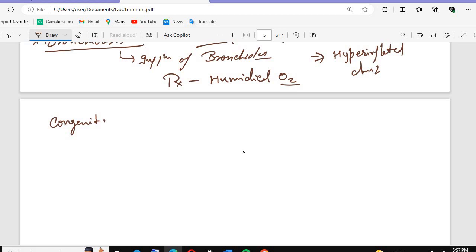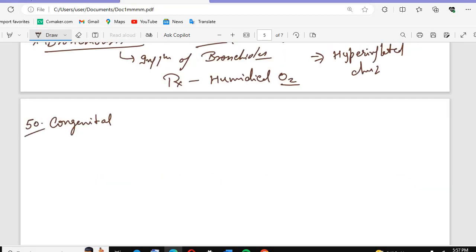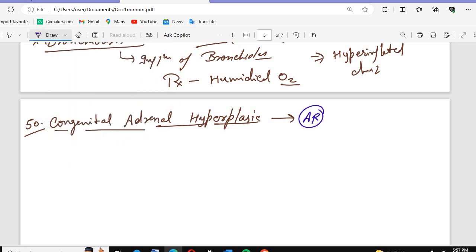Congenital adrenal hyperplasia. Remember, this is an autosomal recessive condition, and it is due to a deficiency of an enzyme in adrenal hormone biosynthesis.